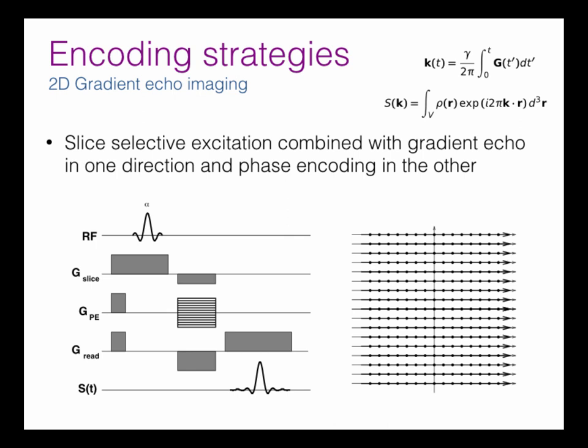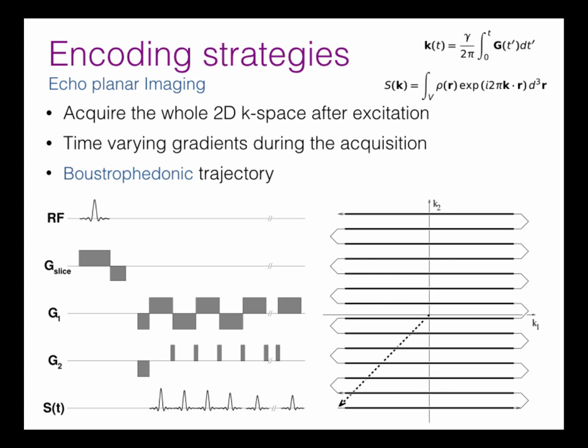So what else can we do? Well, if we want to get a bit more ambitious, rather than just collecting one line and then having to wait for everything to relax before we go again, we can try and read out the whole thing in one go. And this is the echo planar trajectory with which we do all our fMRI.